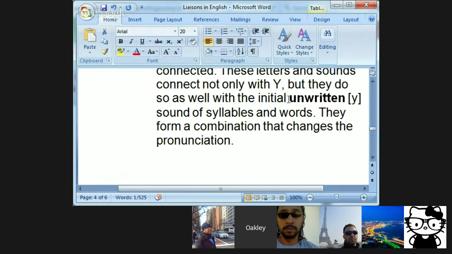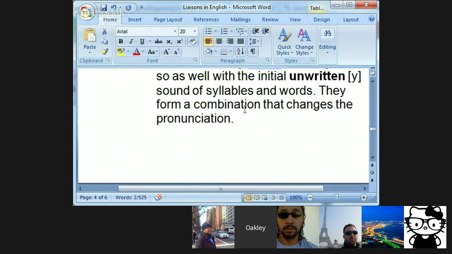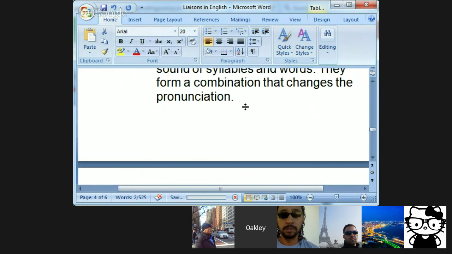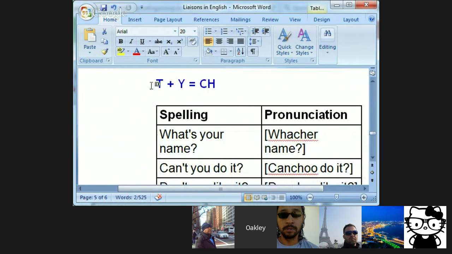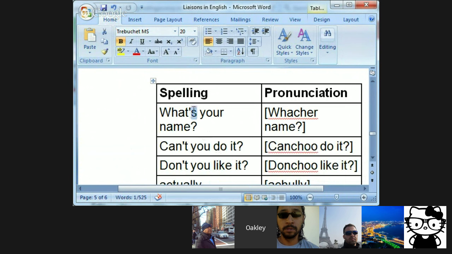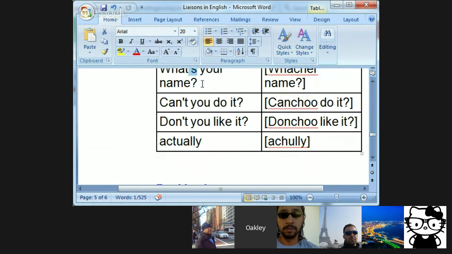Okay, and with the sound, it doesn't matter if there's actually a letter Y spelled, as long as there's a Y sound. It really changes the actual phonetics. For example, T plus Y, ending sound with T, and a Y sounds like CH. I don't really like this first example because there's actually an S here. This is a terrible example, so that doesn't belong there.